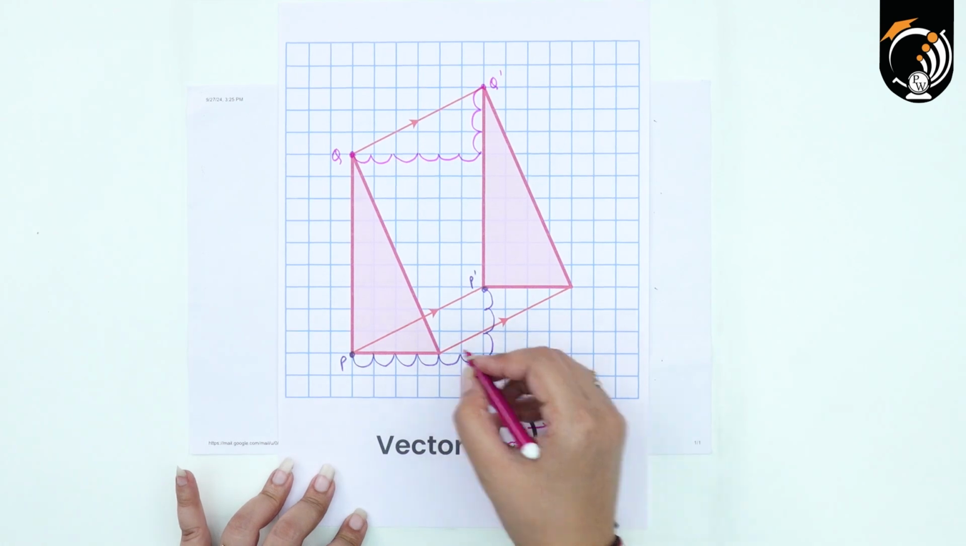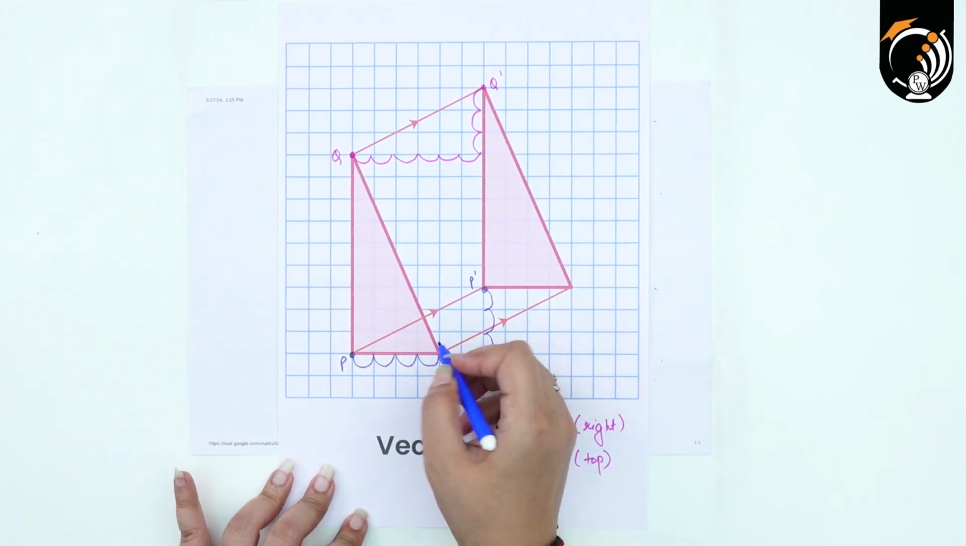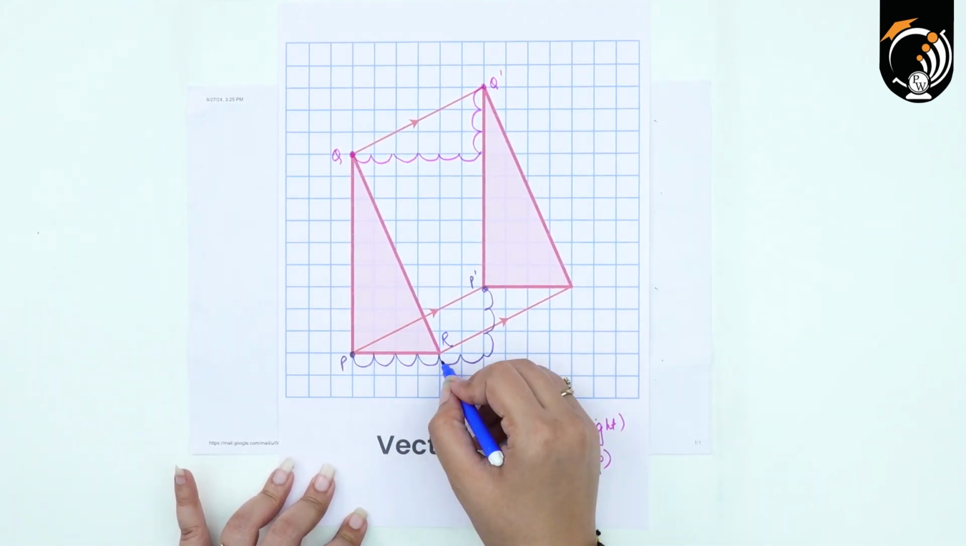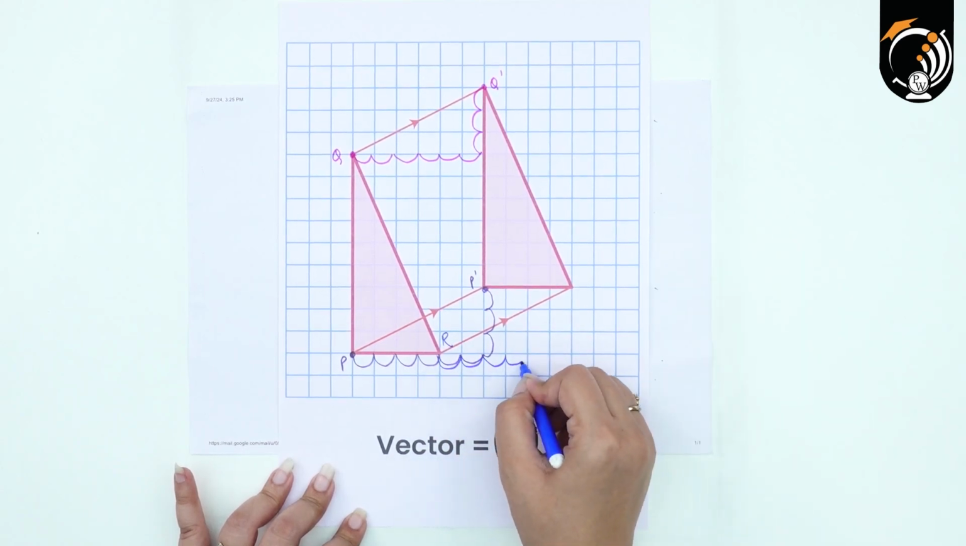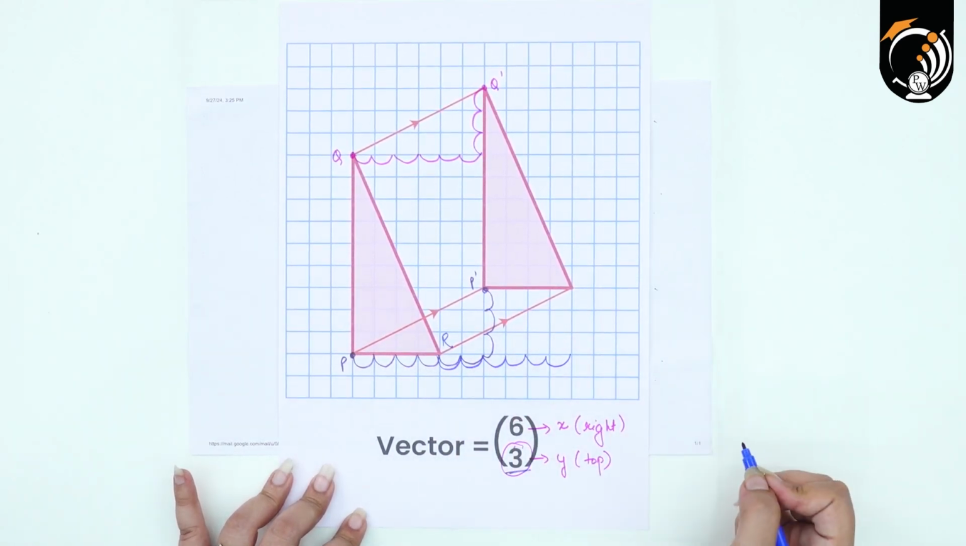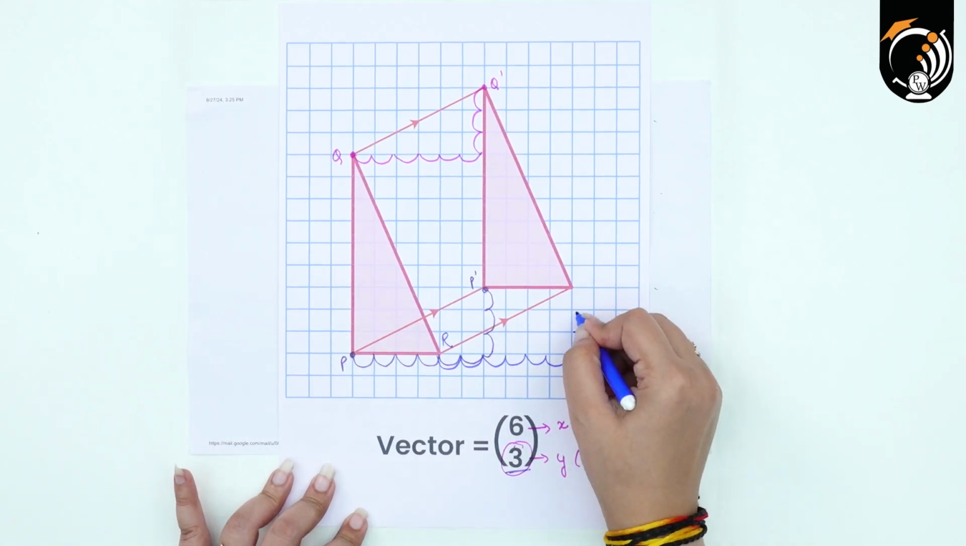Similarly, we have the other point here as well, which is R. Let's observe how many steps we are moving. So 1, 2, 3, 4, 5, 6 units towards the right and 3 units towards the top.